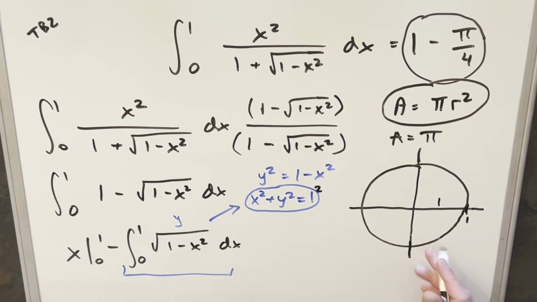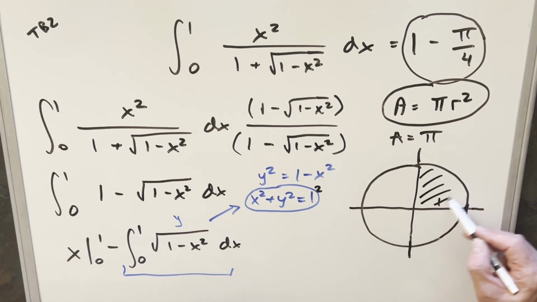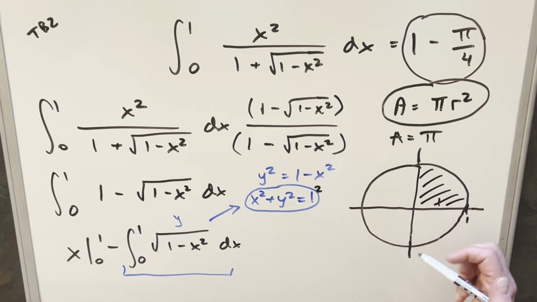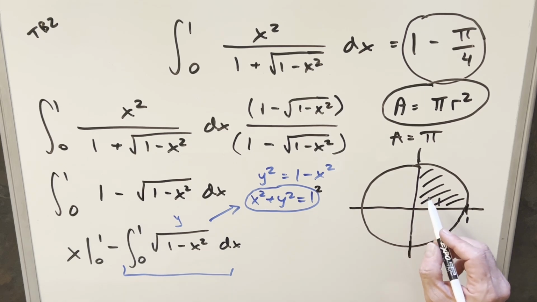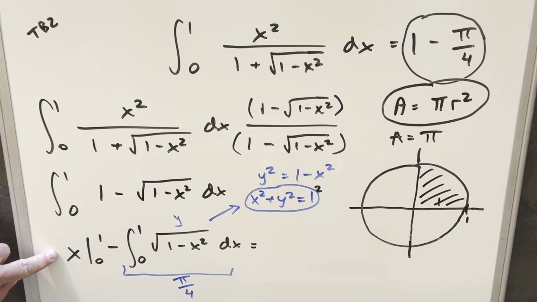So if we view this as 1 right here, we're only looking at the right side. And then the square root of 1 minus x squared only returns these positive values. So really what we want is just 1/4 of our circle. So this integral here, this value is going to be just that first quadrant, and that area is going to be just pi over 4. So putting it together, when we evaluate this first part, we're going to have 1 minus this, which is pi over 4, and that's it.